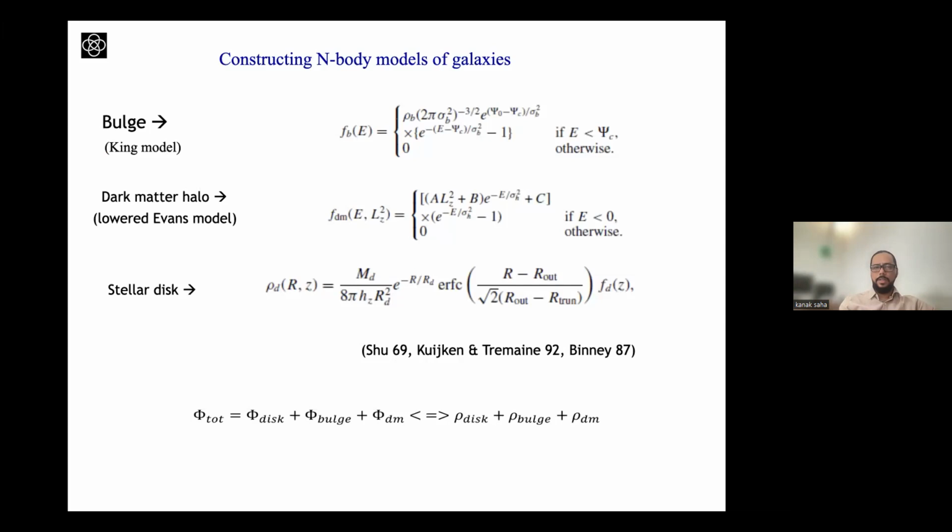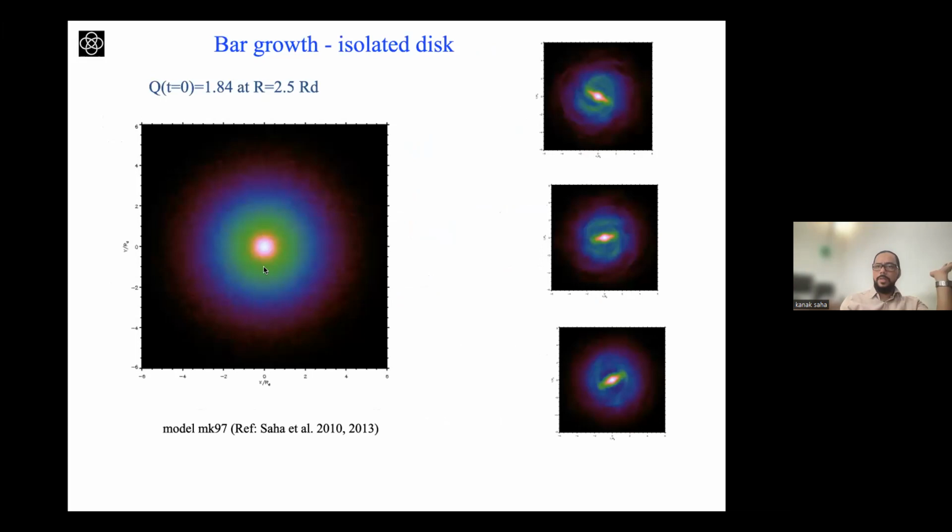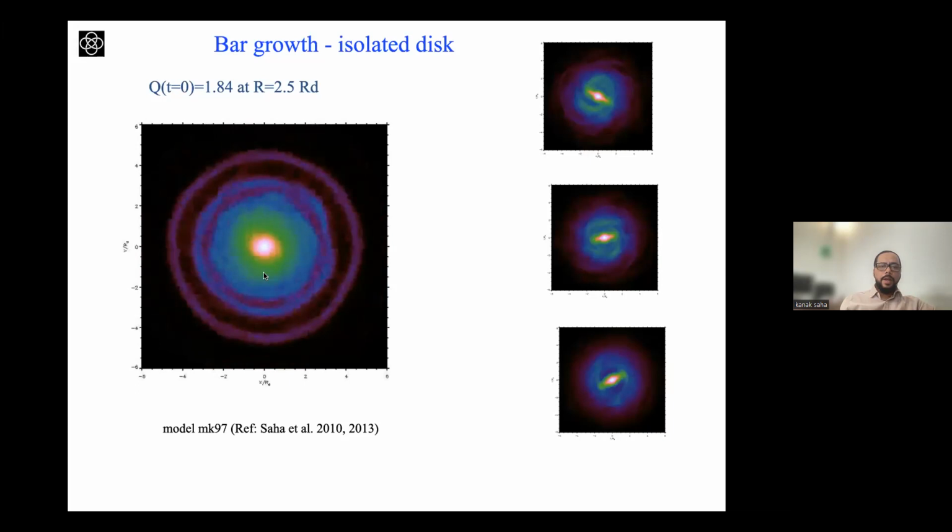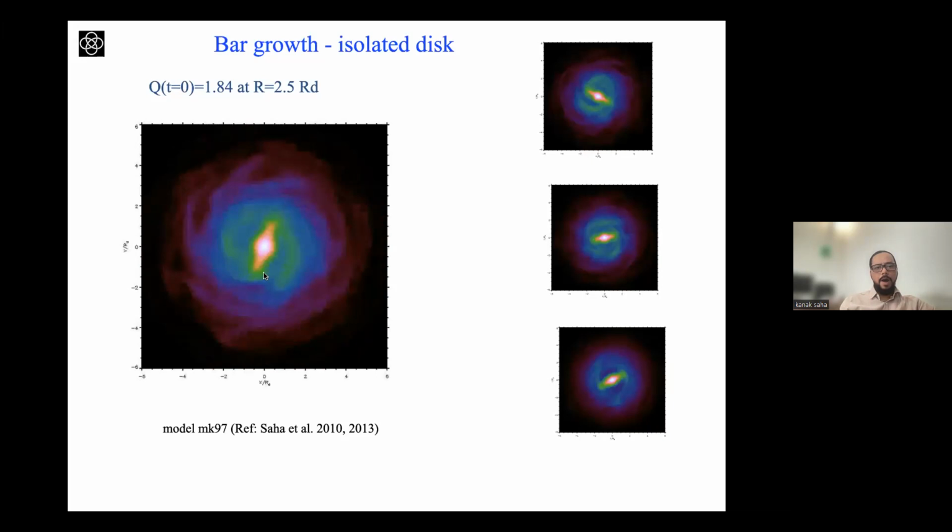So I made a very, very simple setup to start with, because this is classic and everyone is familiar with it. This is a smooth disk with a Toomre Q around 1.8. If you run that, it forms a bar very quickly, and it has a pattern speed that decreases as the bar grows. So it's a very standard result that we know.